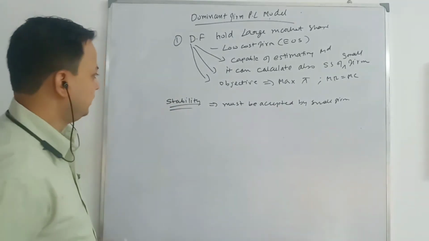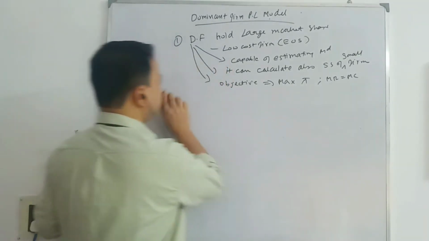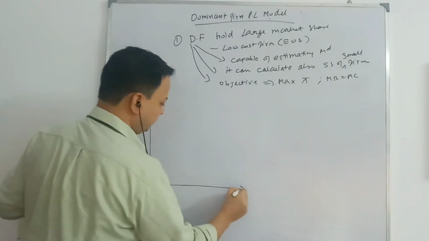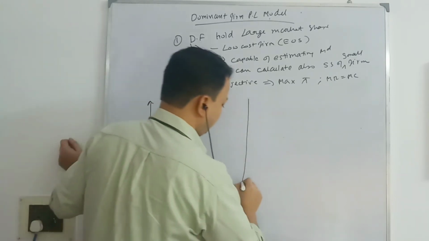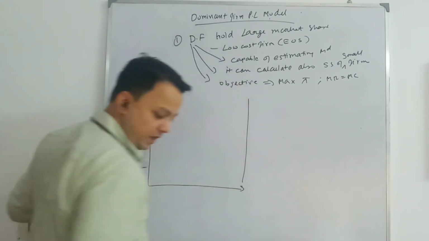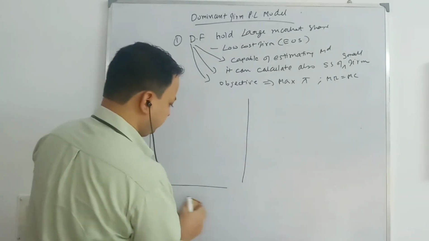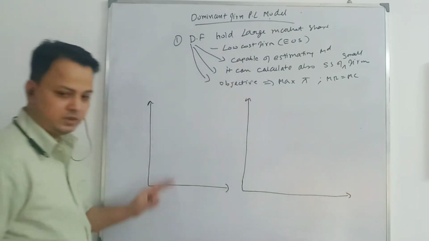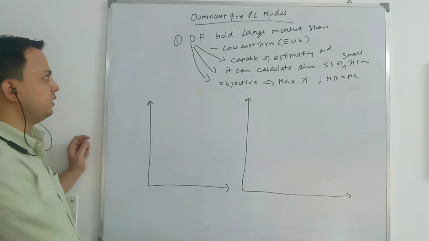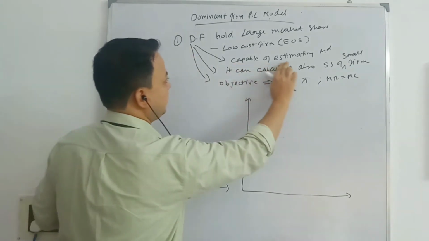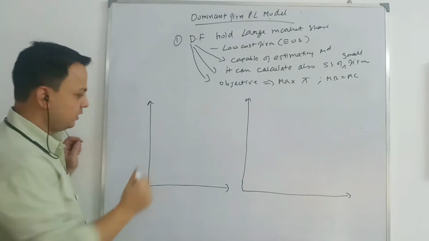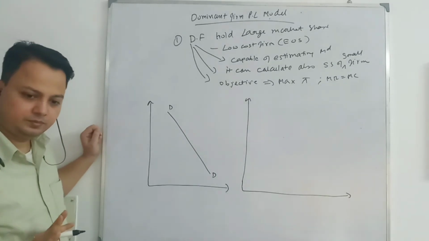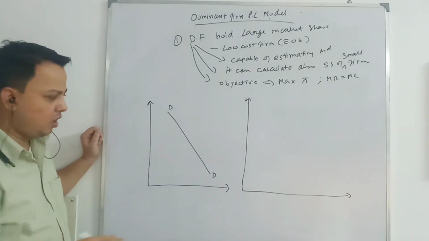Okay, now look at how we are doing it. Okay, we have to draw two panels. First panel is for the industry. Second panel will be for the firm, our dominant firm. Okay, this is for the industry, this is for the firm. Okay, so what this dominant firm is doing, it is estimating market demand. Okay, so this is the market demand estimated by this firm. How do I derive this one?